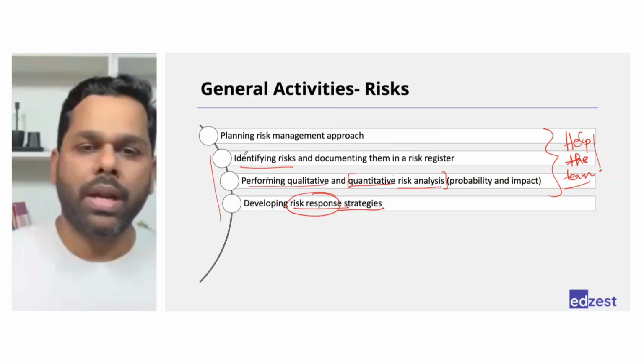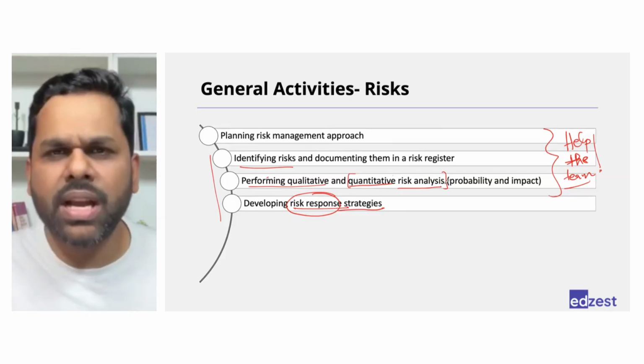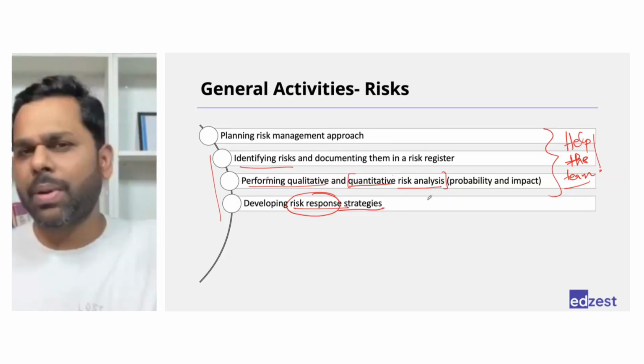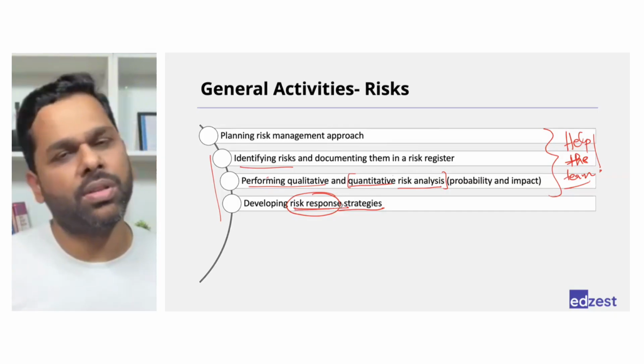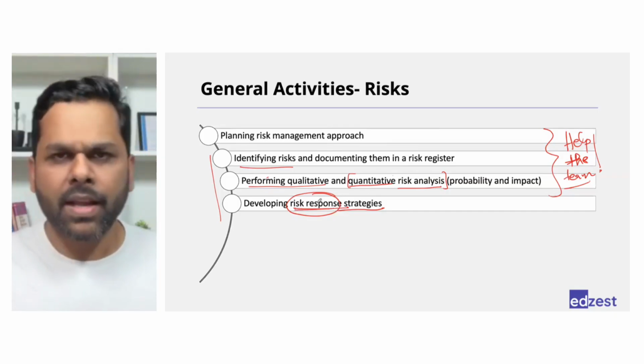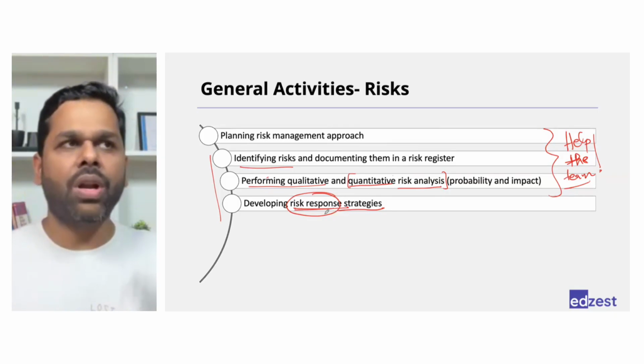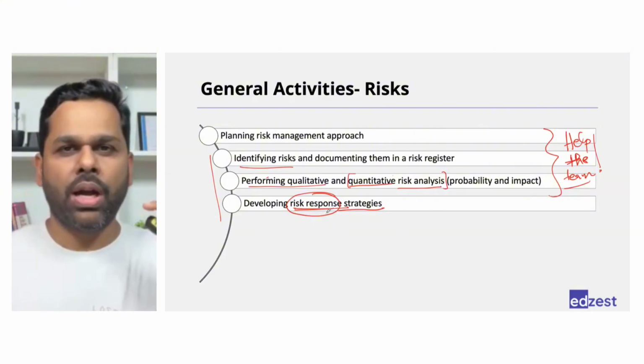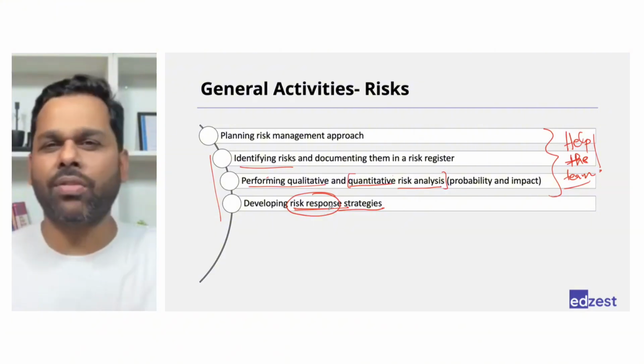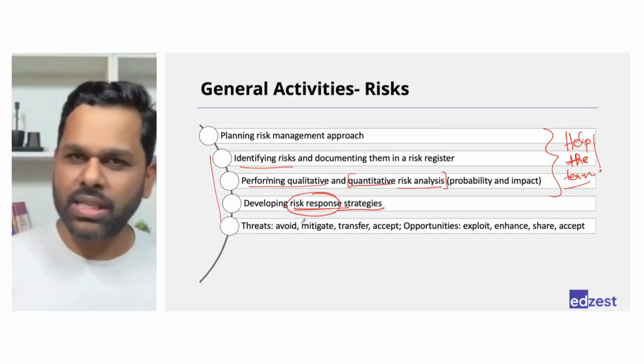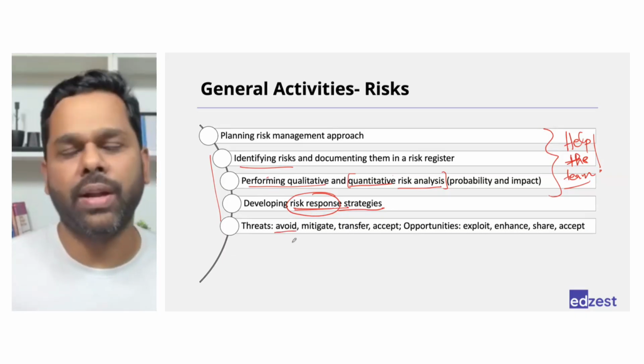Okay. Right. So once we carry out the analysis, we understand the priority of the risk, and according to the priority, we develop the risk response. Right? Risk response basically means how are we going to attack this risk? How are we going to take care of this risk? Right? So for threats, we generally say we will avoid it.